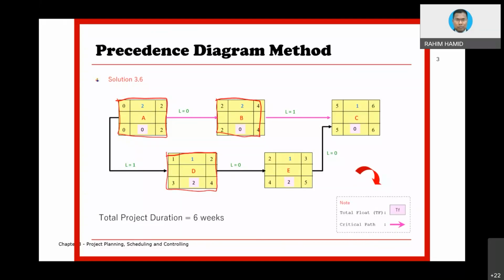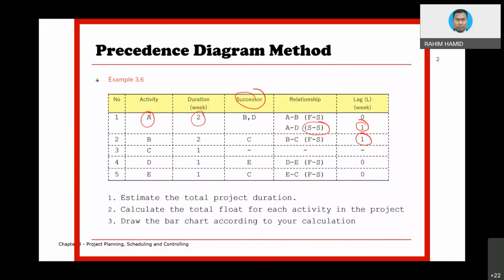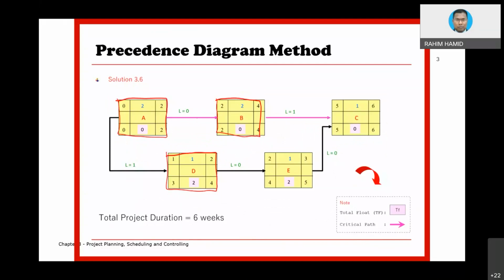Then look at the relationship. Oh, A and B relationship is finish to start. Okay, so you just simply connect. Remember, the left side indicates start, the right side of the box indicates finish. And you notice this is finish to start. This is the right arrow connection.